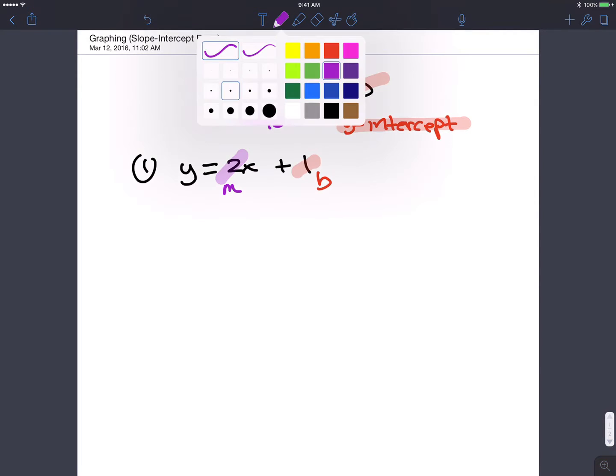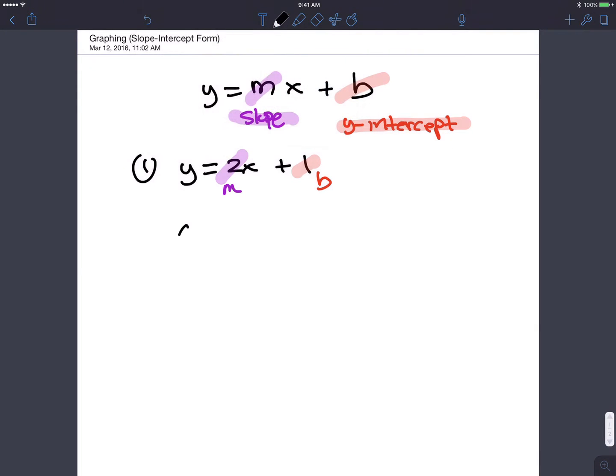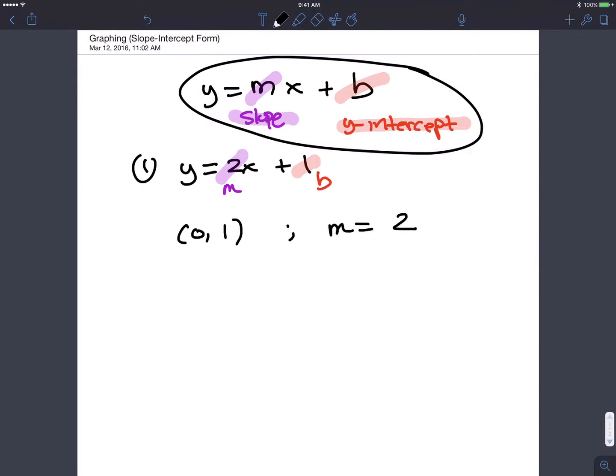So from the last homework, you had to plot 0, 1, which was a y-intercept, and then you had to use a slope of 2. This is what we're doing to graph equations that are in slope-intercept form. You need a slope, you need a y-intercept. This is the form we use, and we're going to graph all these problems using this technique. Now this just becomes the Rise Over Run homework.